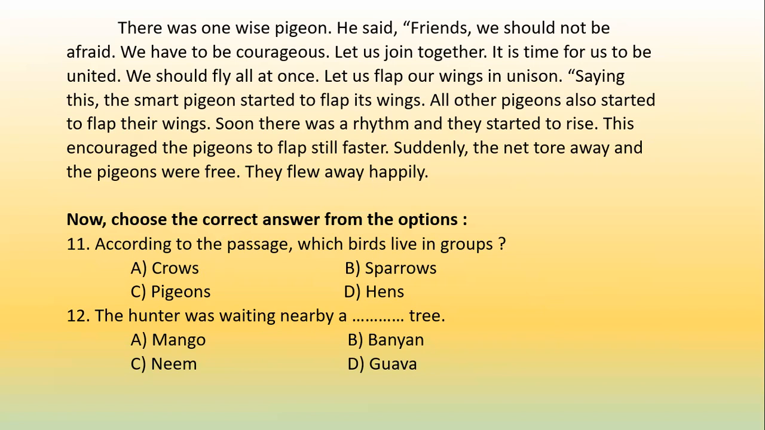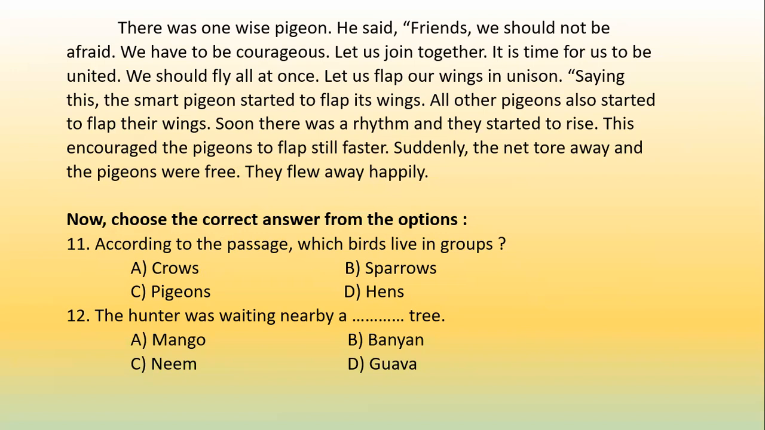Saying this, the smart pigeon started to flap its wings. All other pigeons also started to flap their wings. So what will happen? They will start flying. Soon there was a rhythm. And they started to rise. This encouraged the pigeons to flap still faster. Suddenly, the net tore away and the pigeons were free. They flew away happily.